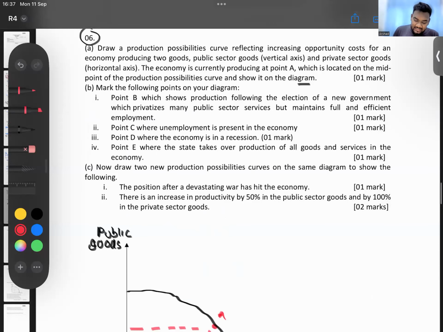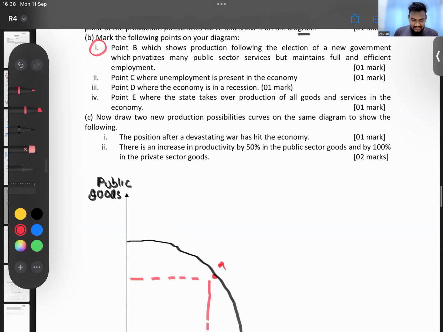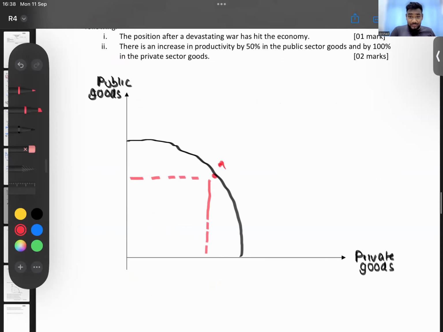Then they're saying part B, subsection 1. Mark the following points on your diagram. Point B, which shows production following the election of a new government, which privatizes many public sector services, but maintains full and efficient employment. How do you do this? One axis is public sector goods. What are public sector goods? Goods provided by the government. Private sector goods are provided by the private sector.